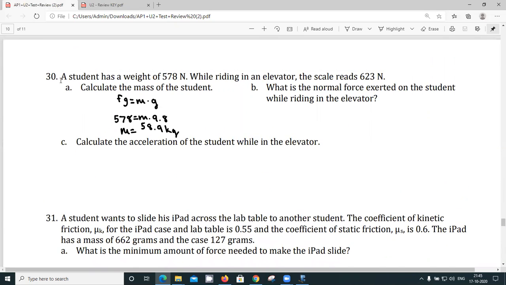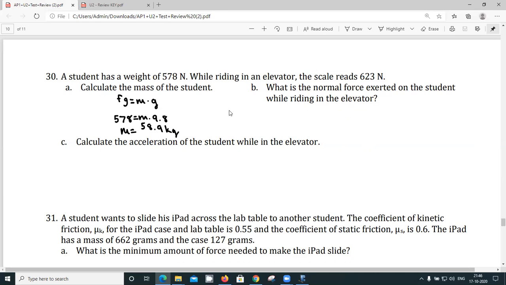You want to try this one? I finished that one. First thing, you have to draw the free body diagram. You have to follow the steps, otherwise you'll make mistakes in the test. Free body diagram is nothing. You just have to represent the student as a point or something. And then, what are the forces acting on this student? Fn and Fg. Only two forces, right? And what about acceleration?